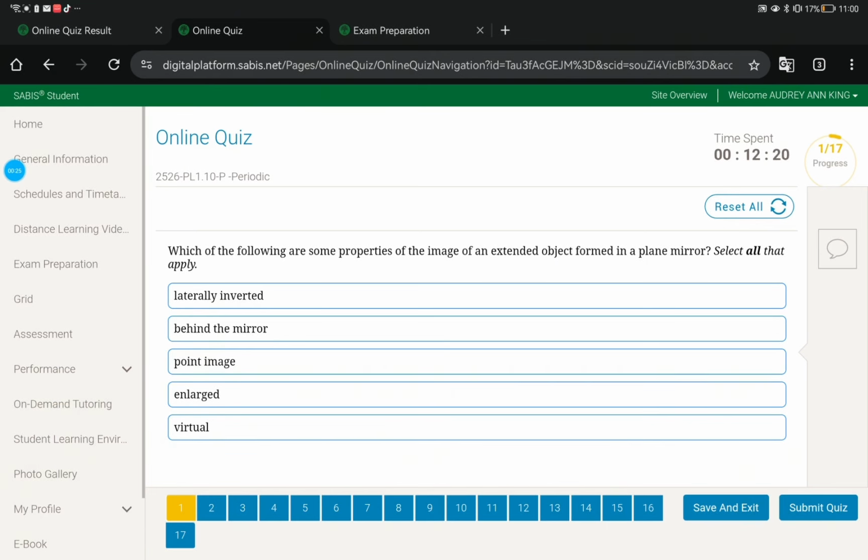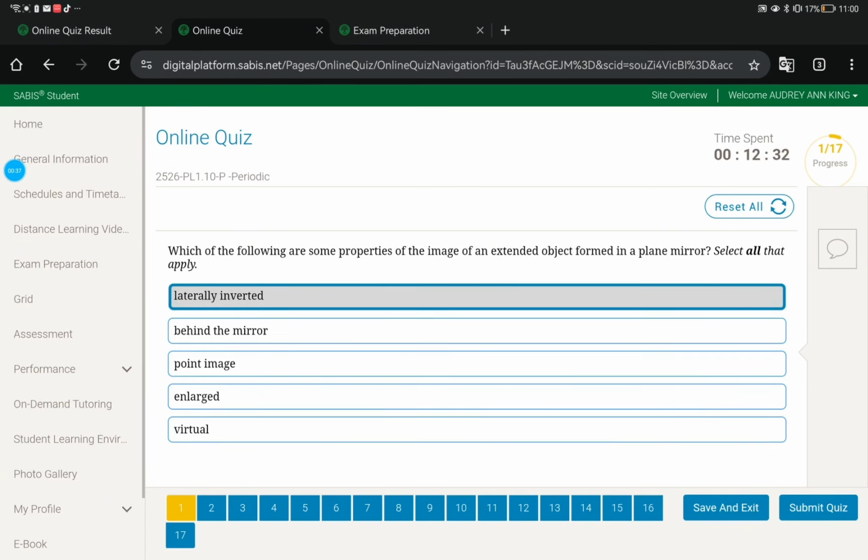So let's say you raise your right hand. Your reflection would raise its left hand because you are inverted. That means you are flipped. So that's why it's laterally inverted.